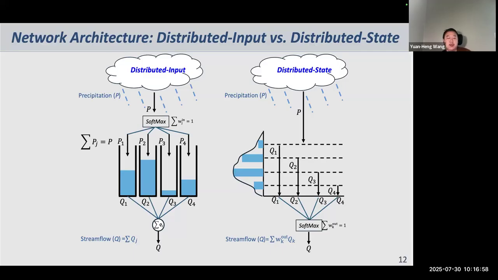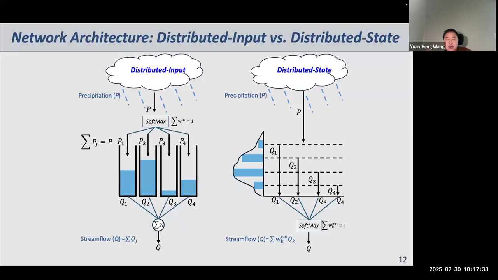The first case is the distributed input hypothesis, shown at the left. Because the dataset in the Leaf River Basin is spatially lumped. The distributed input is the case where we, for example, use a mass-conserving softmax function to distribute the total precipitation into different nodes in parallel at the input layer. So if it's one layer, then each node can represent a different spatial component of the catchment. At the output layer, we sum all the outflow from all the flow paths to ensure mass conservation at the network level.